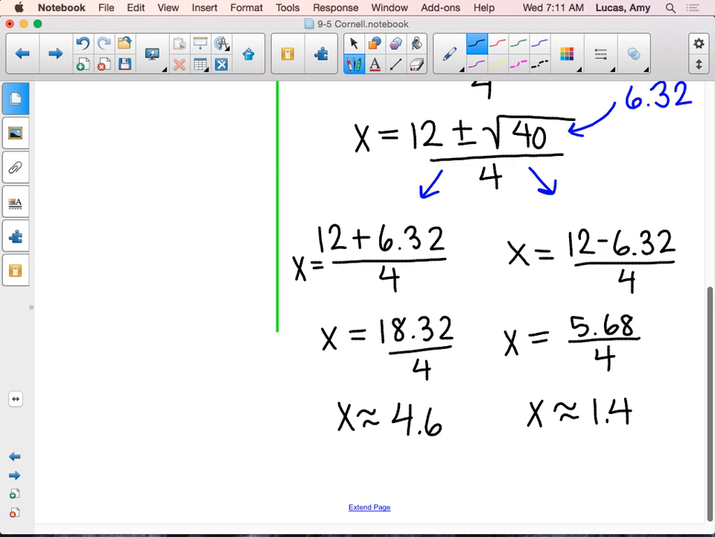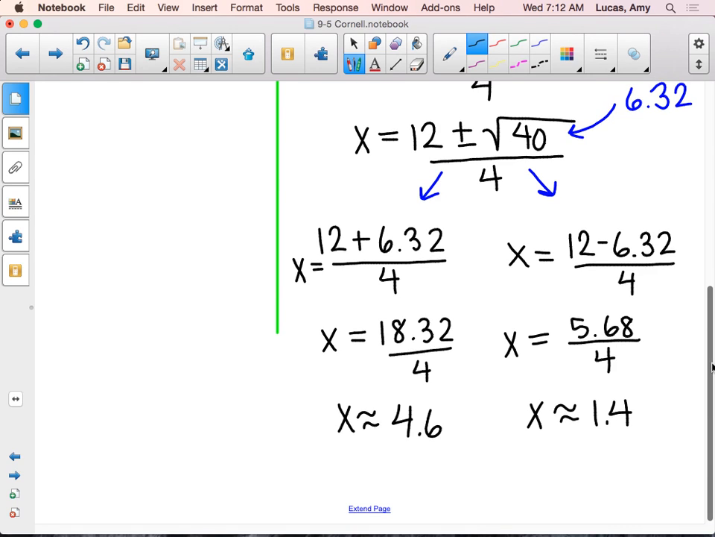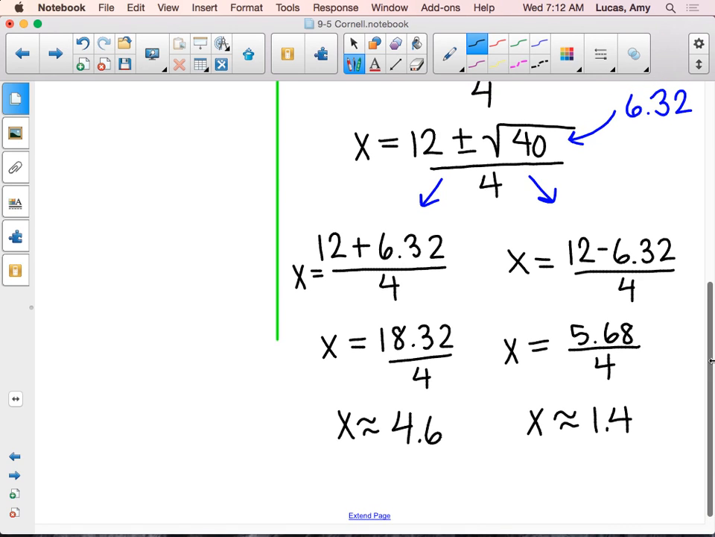So it's very important for you to solve for both solutions. Don't solve for one of them and then just make it the opposite sign on the other one, because these are 2 completely different values. So this quadratic, if it was graphed, would cross the x-axis twice. It has 2 solutions, approximately 4.6 and approximately 1.4.